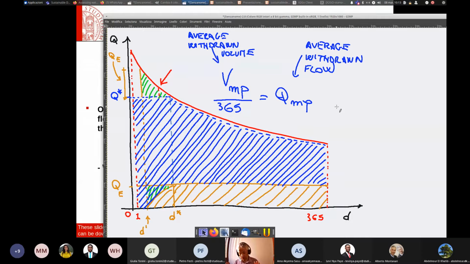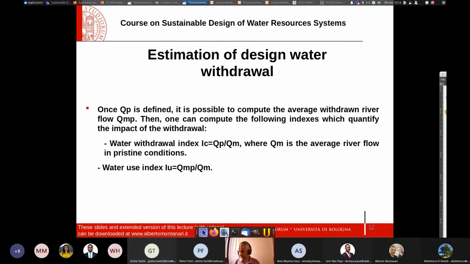And if you keep this in mind, you can understand that the volume that you get from the river in 1 year cannot be higher than the volume that is available. So here, the blue area cannot be higher than the area that is below the red curve. The red curve is the natural flow duration curve. I'm not sure if I was clear enough. Yes, you were. Thank you. Yeah, perfect. Thank you very much. Also, thank you for the question that gives also the opportunity to check if everything is clear.